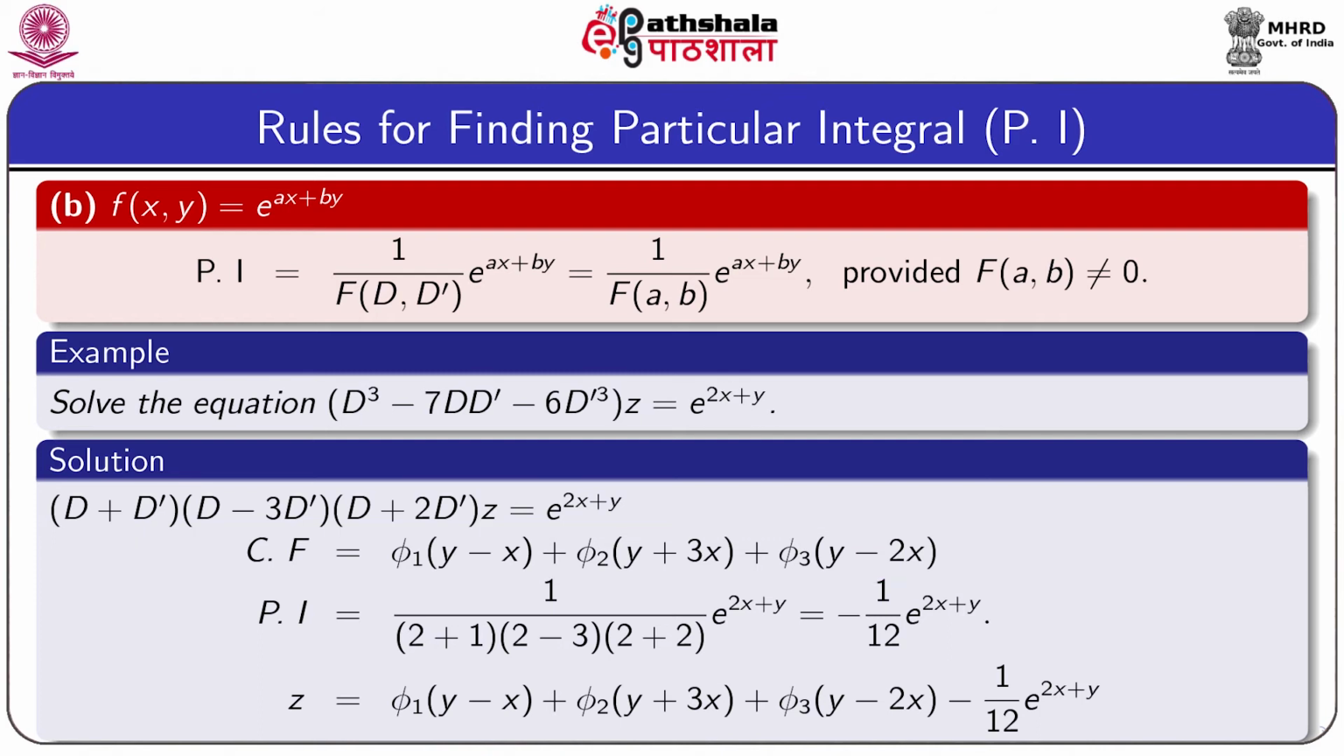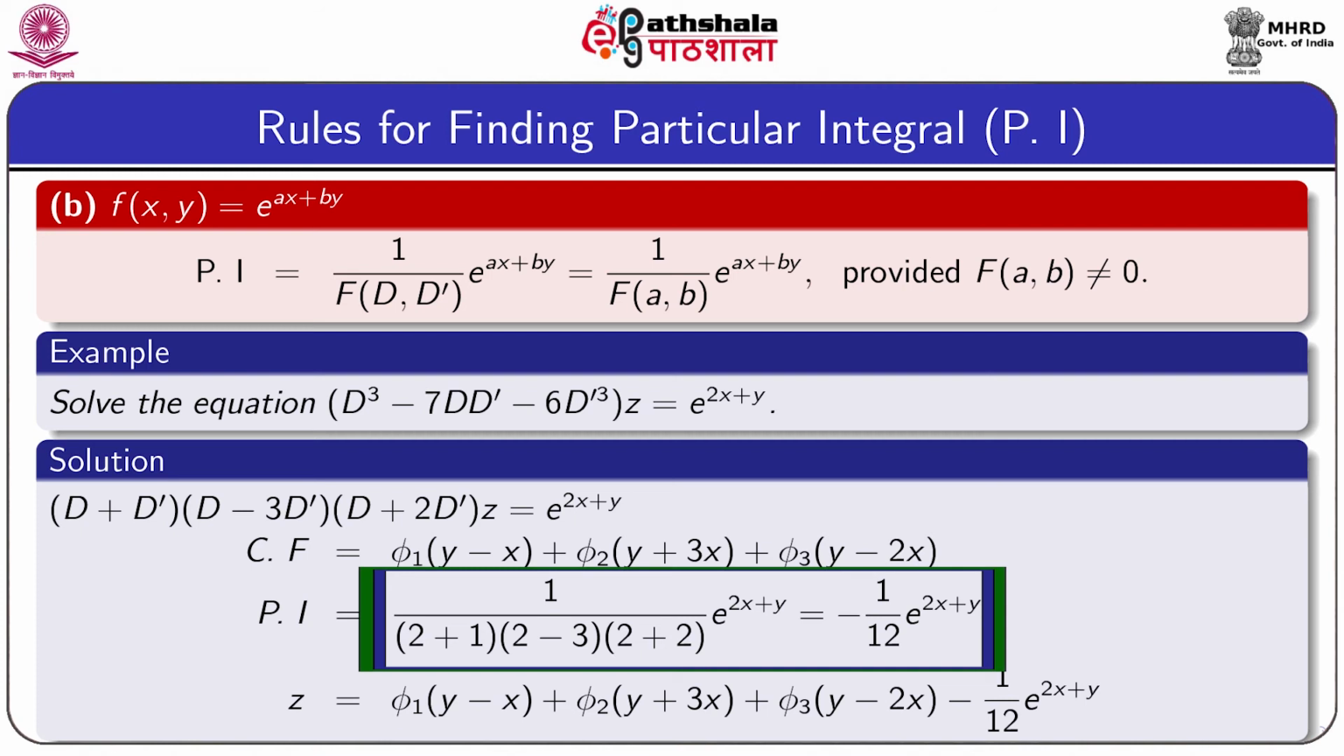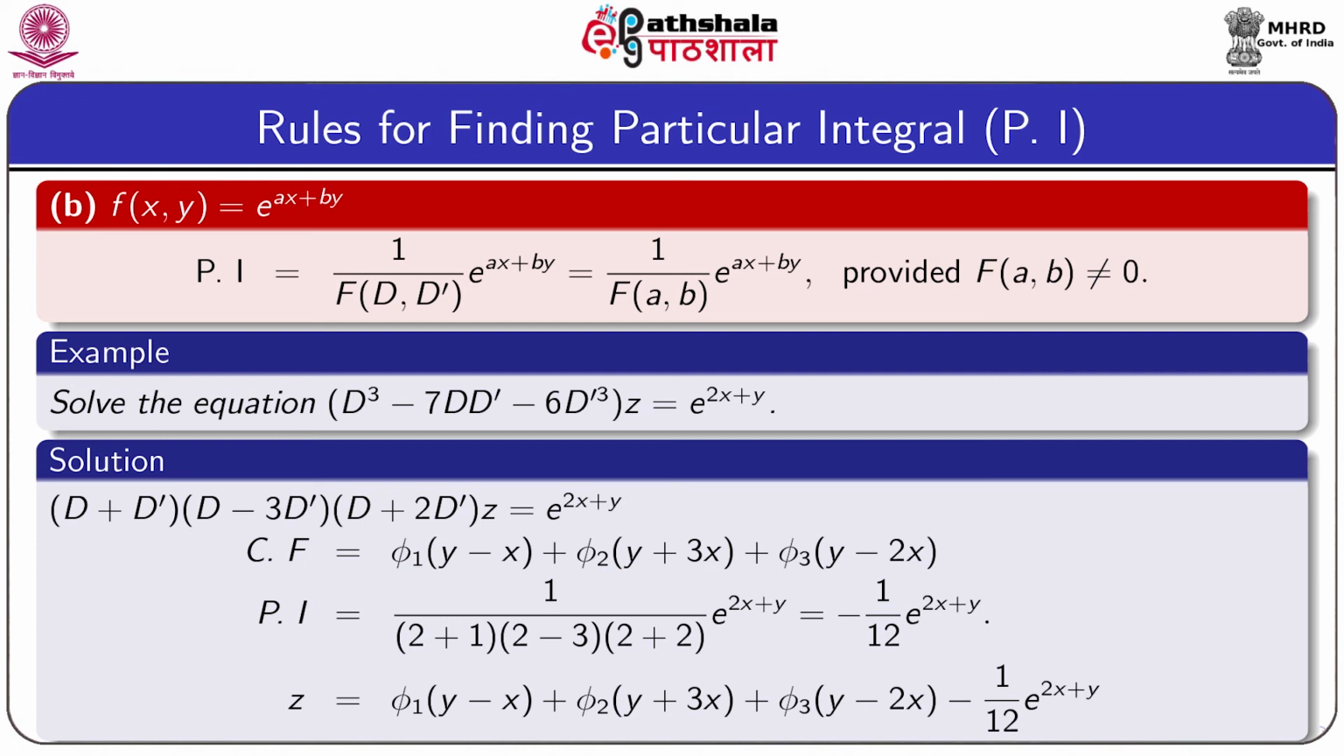So, the particular integral is 1 by F(D, D dash) operating on e to the power 2x plus y. So, if we use the rule which is written in B, we need to replace D by the coefficient of x, that means 2, and D dash by the coefficient of y, in this case it is 1. So, it becomes 1 by (2 plus 1)(2 minus 3)(2 plus 2) into e to the power 2x plus y. So, minus 1 by 12 e to the power 2x plus y.